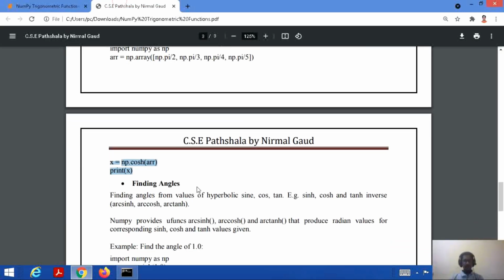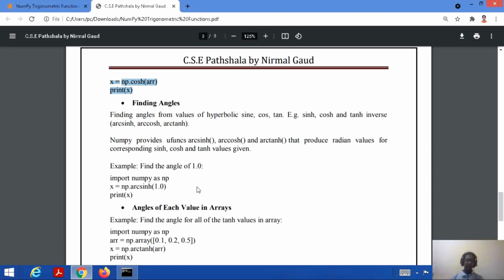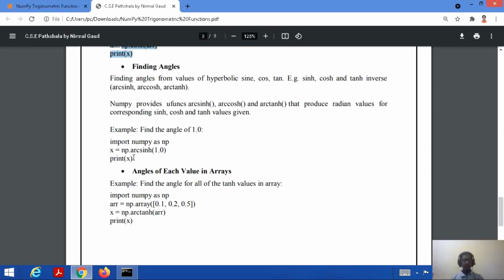Okay. Now if we need to find the angles. For finding the angle values of hyperbolic functions, for example sine, cos and tan, we have the inverses of sine hyperbolic, cos hyperbolic and tan hyperbolic, as we have for the trigonometric values. So NumPy provides universal functions, that is arc sine hyperbolic, arc cos hyperbolic and arc tan hyperbolic, that produce the radian values corresponding to them.